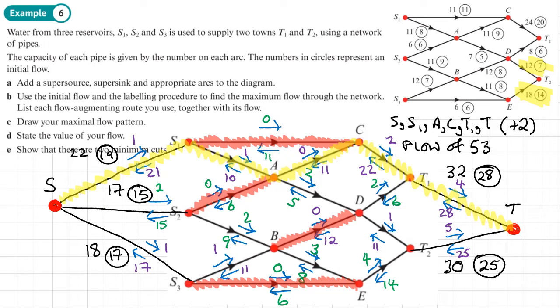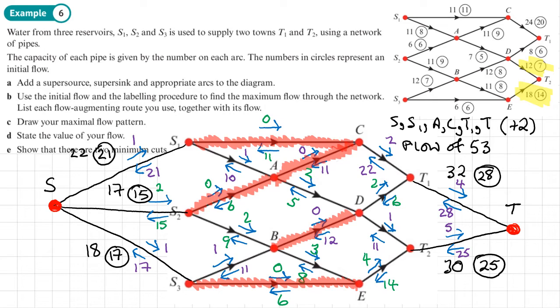Okay, so let's get rid of that route and also any routes where they're now saturated. So AC is saturated now. And I should also change the flow along this source here. So that's gone up to 21. Put that in, 21.